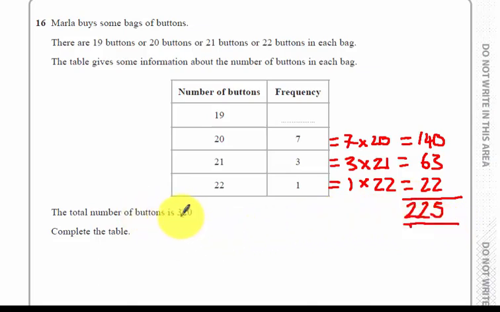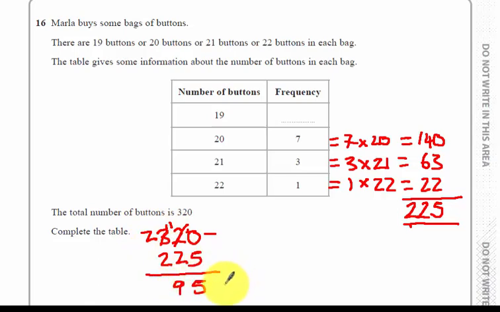The question says the total number of buttons is 320. So I'm still a little short, and even though I'm showing my workings here, even though I've got a calculator to work this out, show the sum you're going to do so that you get credit for the sum even if you make a mistake with pressing some buttons.